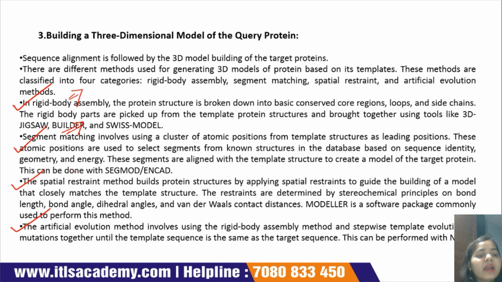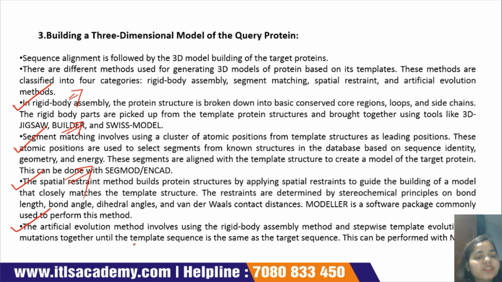Okay, next is the spatial restraint method. In this method, we build up the protein structure by applying spatial restraints, and these spatial restraints are used to guide the building of the protein structure. And these restraints are determined by stereochemical principles of bond length, bond angle, dihedral angle, and van der Waals interaction.